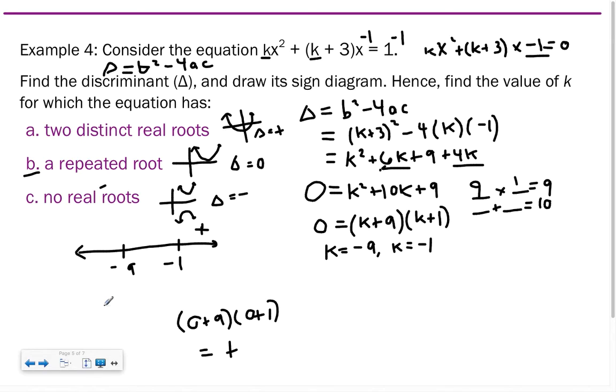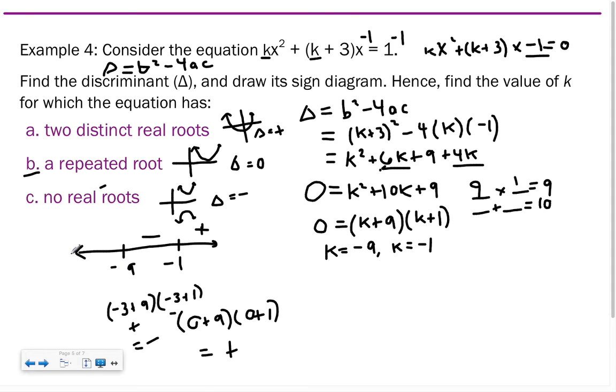We now need to test a number between negative 1 and negative 9. I'll pick negative 3. Negative 3 plus 9 is a positive number. Negative 3 plus 1 is a negative number. Negative multiplied by a positive gives me a negative result. So for all values of k between negative 1 and negative 9, we're going to have a negative discriminant. In other words, we'll have no real roots.